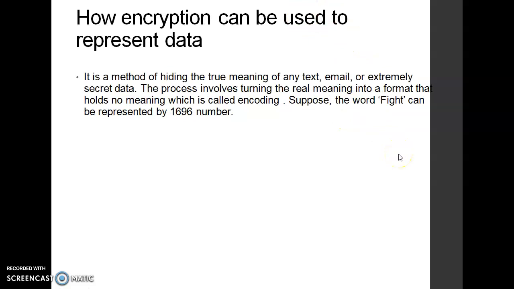How encryption can be used to represent data is the next topic. It is a method of hiding the true meaning of any text or email or extremely secret data. The process involves turning the real meaning into a format that holds up no meaning, which is called encoding. Suppose the word fight can be represented by 1696 number.